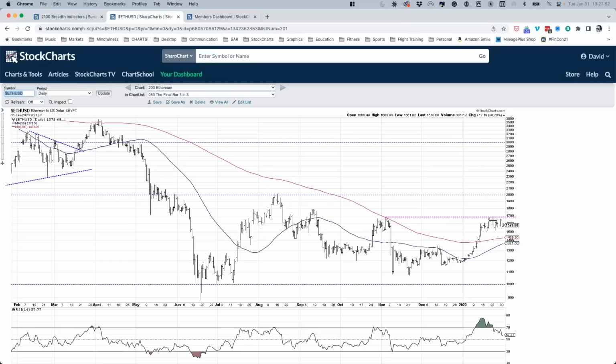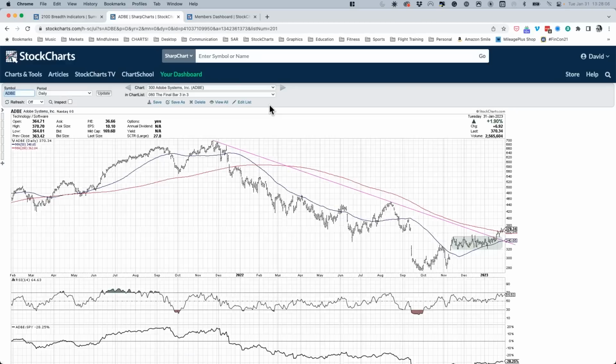Just like the S&P, can it get above 4,100, above that level of resistance? I think the same thing goes for Ethereum. How bullish does this chart look if we get above a 1,700 level? That clears the way, I think, very easily to 2,000, a big round number, which often tends to be important.